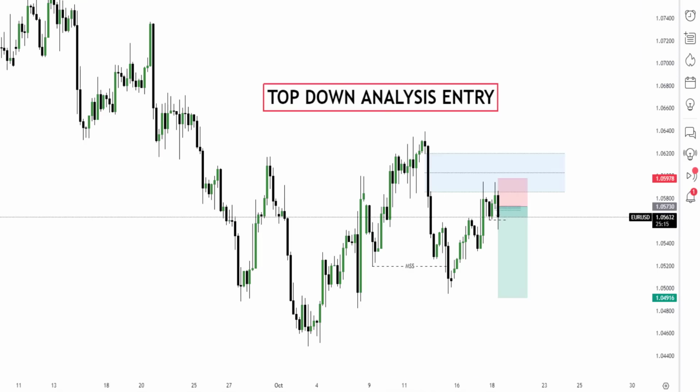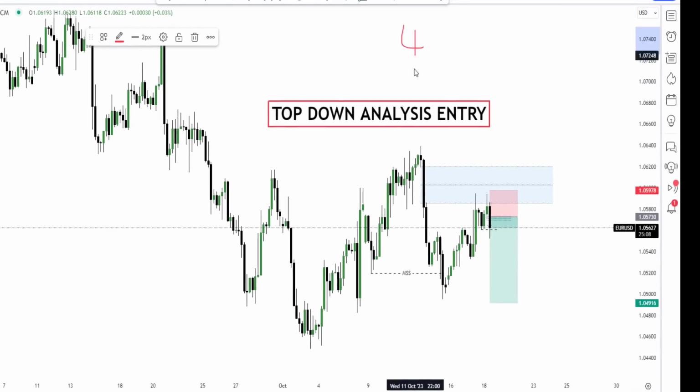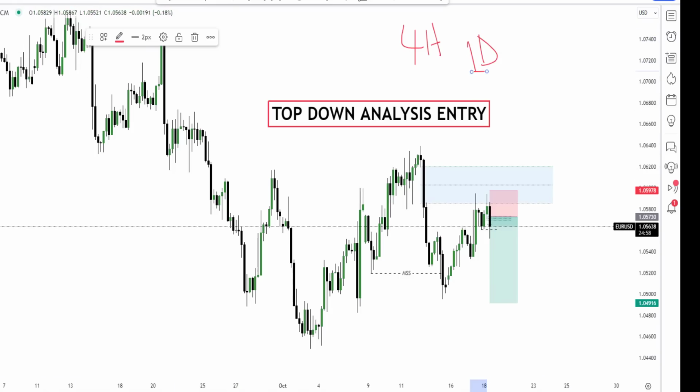Now there is a way I do it. If I am trading intraday, I would love to use something like the 4-hour time frame or the daily time frame as my big boy time frame, or what I call the higher time frame. But in this regard, I want to use just the 4-hour time frame so you can see what I'm doing. Now this is what we have on Euro USD.